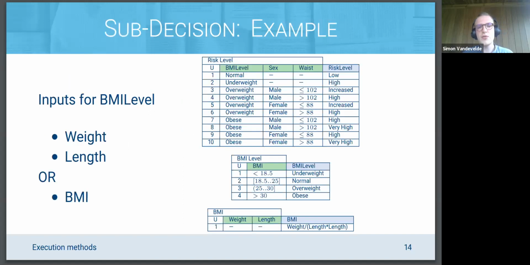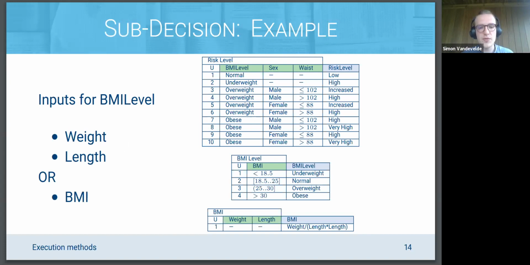Because, right, so here, if I only want to find out what my BMI level is, I should be able to do that using just weight and length, right? But if I want to use the bottom to top approach, then I would also need to supply a value for sex and waist, which I don't care about. I don't care about risk level. So it's reasoning on a sub-decision, on a small part.